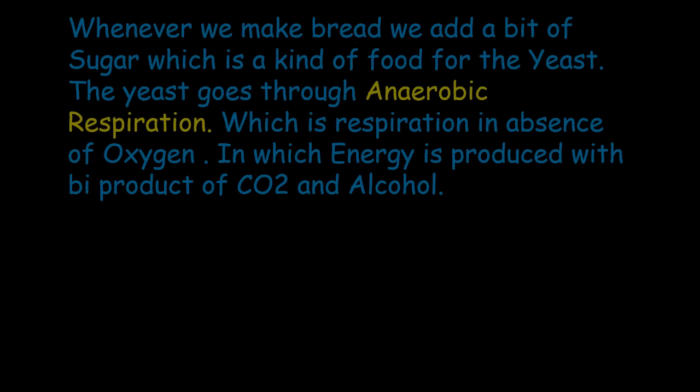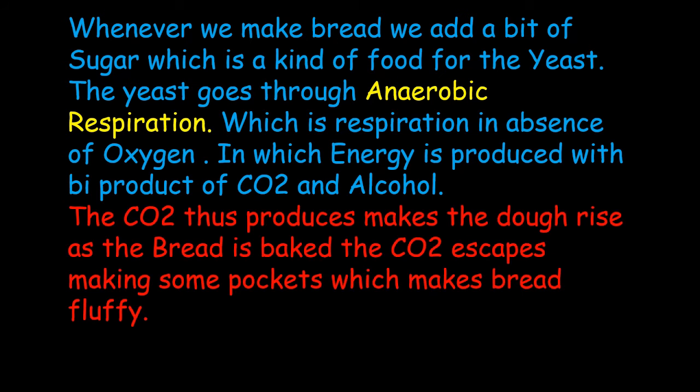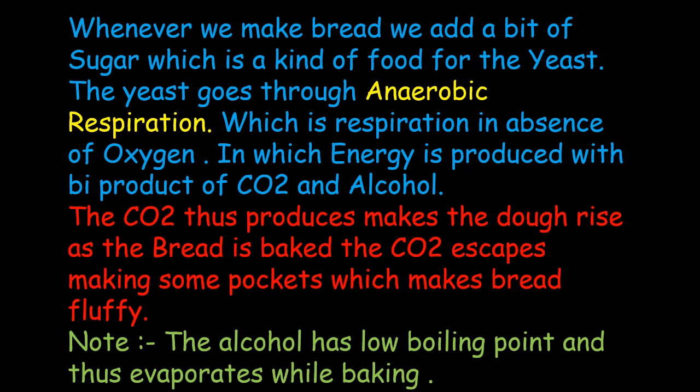Whenever we make bread, we add a little bit of sugar, which goes in as a kind of food for the yeast. The yeast goes through anaerobic respiration, in which energy is produced with a byproduct of carbon dioxide and alcohol. The carbon dioxide thus produced makes the dough rise. As the bread is baked, the carbon dioxide escapes, making some pockets in the bread, which makes the bread fluffy. The alcohol has a very low boiling point and thus evaporates while baking of the bread, and also the yeast dies because of the high temperature.